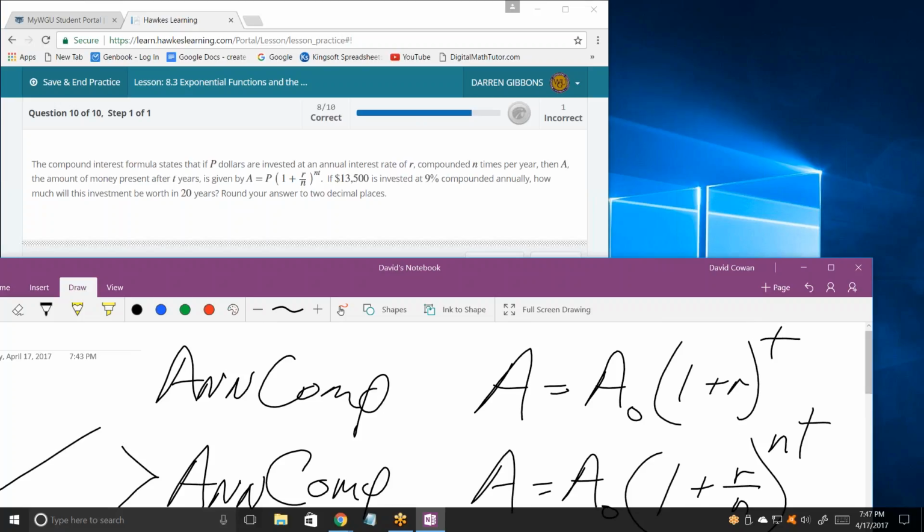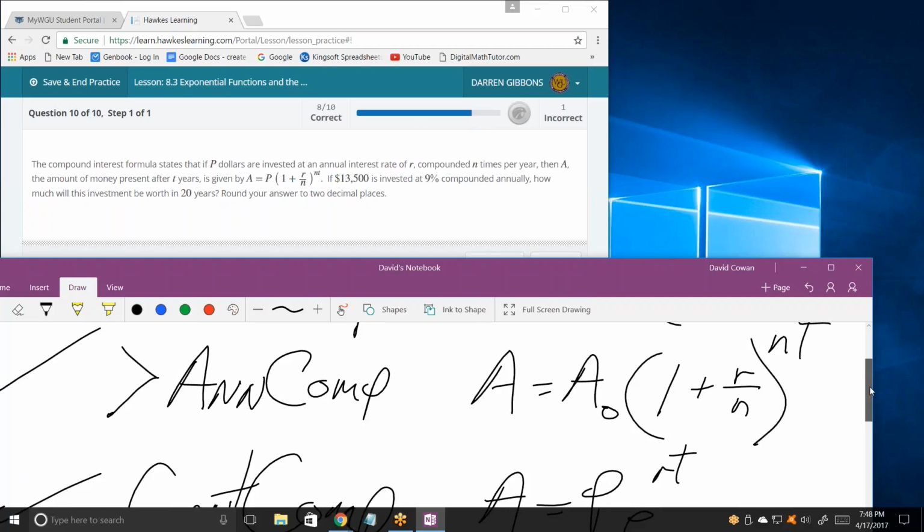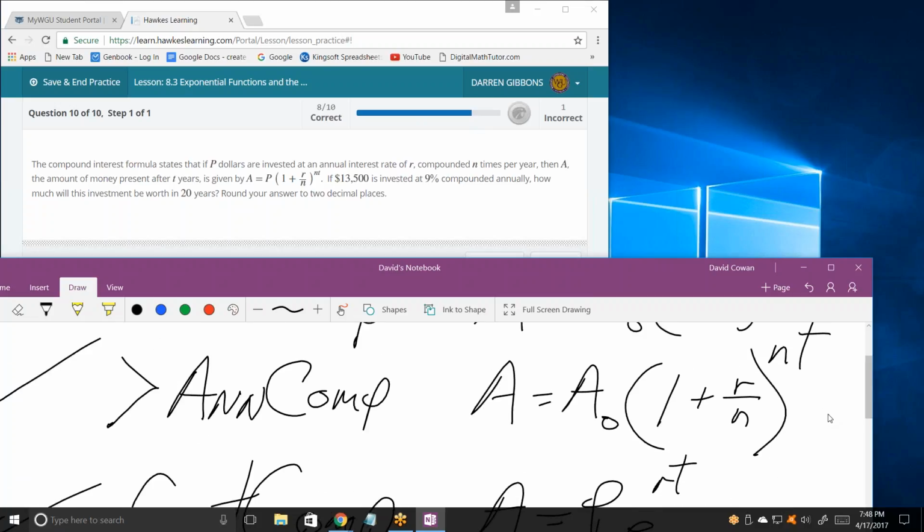In other words, they're saying that r is 0.09. But then they say compounded annually. Well, if it's compounded annually, we use that one, not the second one. And notice that they're the same thing if n is 1. If it's compounded annually, then n is going to be 1. So maybe they're not ever going to give you this first formula and give you strictly the second and third formula, because I guess it works just fine. You just let n equal 1.